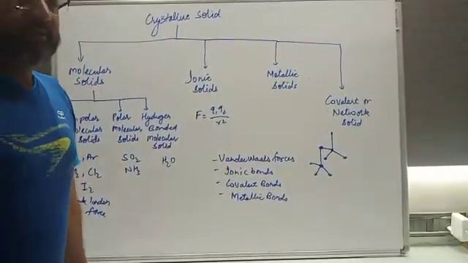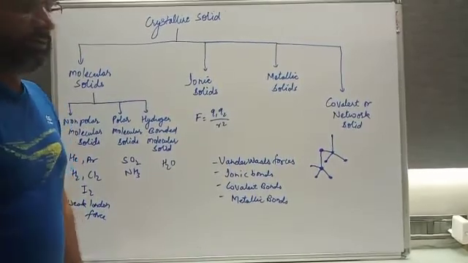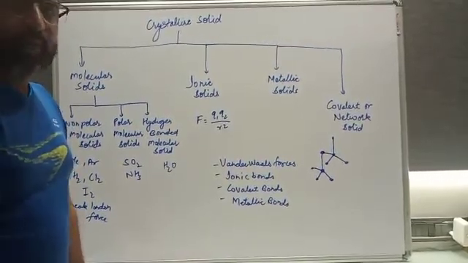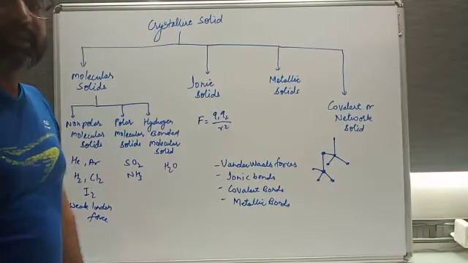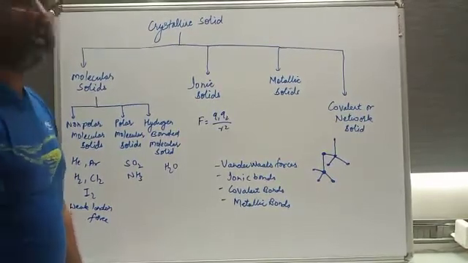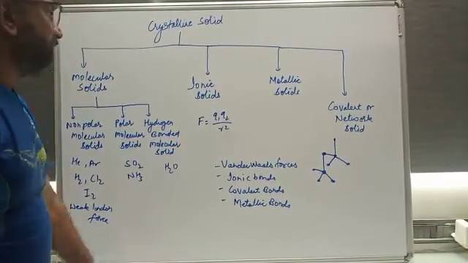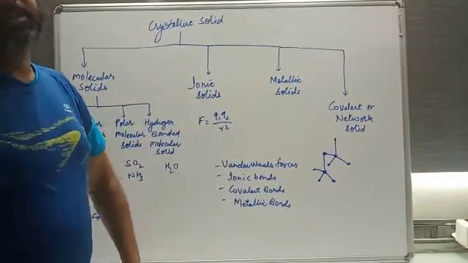Till yesterday, we have discussed the classification of the solids into two parts. One was the amorphous solid, and the second was the crystalline solid. And yesterday, I told you that we will discuss the crystalline solid in the next lecture. So today, we are starting the next part, that is the crystalline solid.